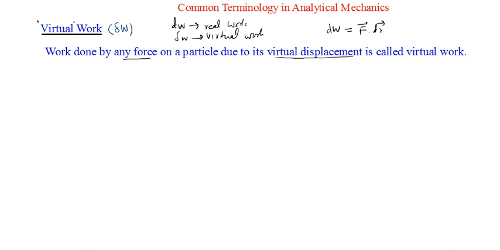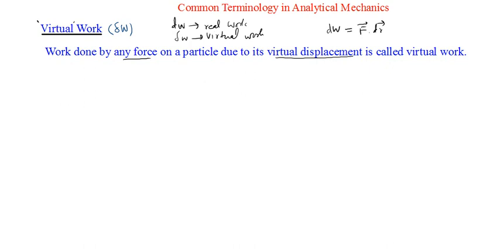The thing is that the force may be real. The force acting on the particle is real, but we are calculating the work done corresponding to a virtual displacement, which is imaginary. So the virtual displacement being imaginary, the corresponding work done that we are calculating as the product of the applied force and the virtual displacement is also taken to be a virtual work. So the work done by any force on a particle due to its virtual displacement, or corresponding to the virtual displacement.